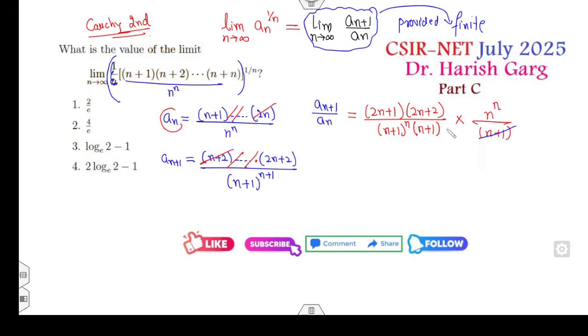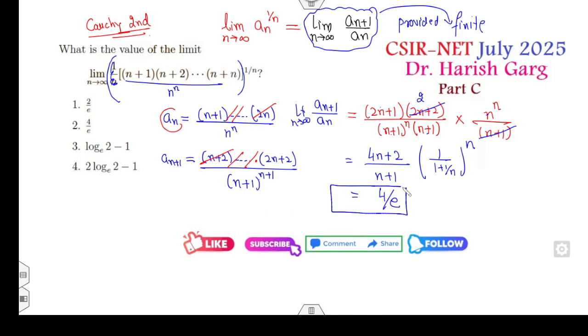Fine. You can see I can cancel this value. The expression is 2. I can multiply them, it's 4n+2 over n+1, and I combine these two. Fine, n over n+1. Now you can take the limit as n approaches infinity. This expression is 1 over 1 plus 1 over n. So when you take the limit as n approaches infinity, this number is 4. This number is my e. 4 over e is the right answer of the problem.